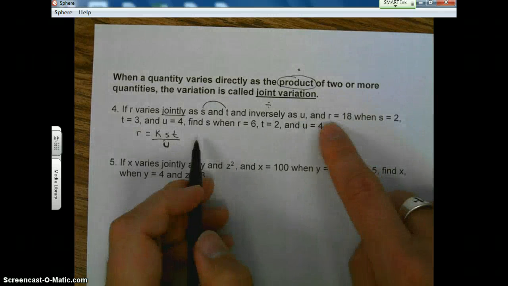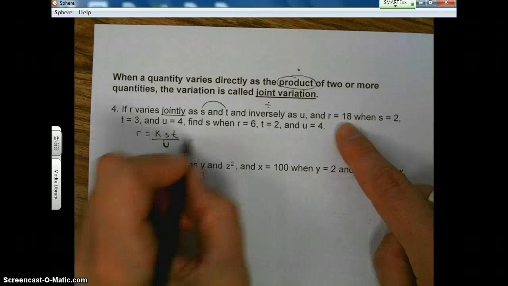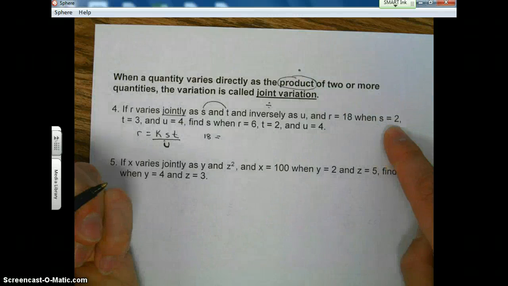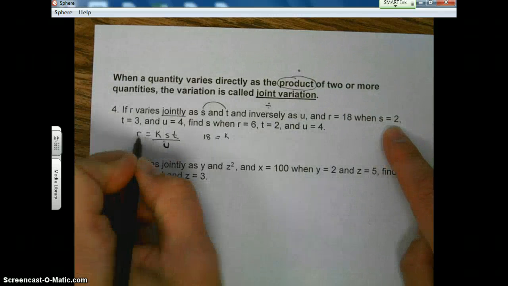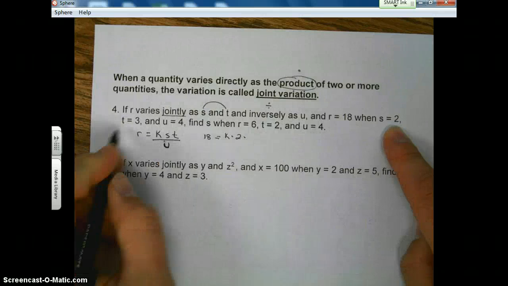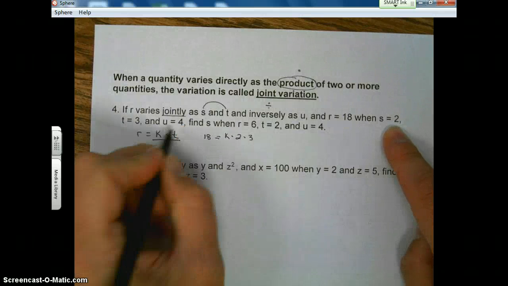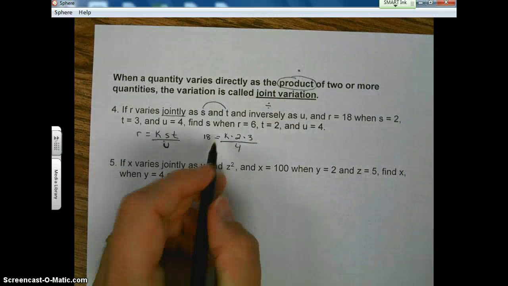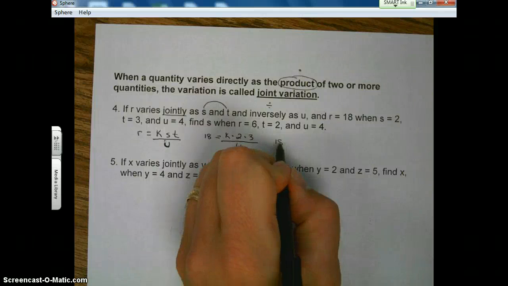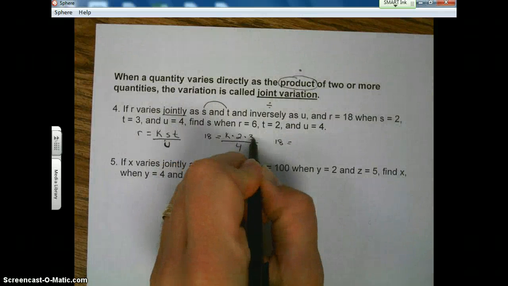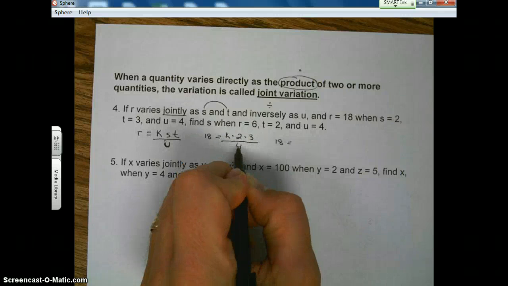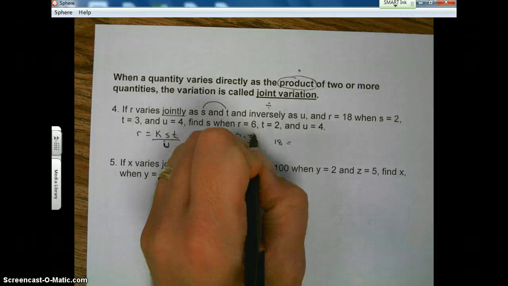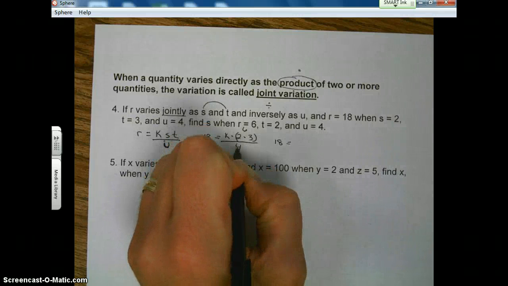Okay? And R equals 18. S equals 2. T equals 3, and U equals 4. Now I'm looking for K. So we have 18 equals 2 times 3 is 6. So we're going to have 6 over 4, 6 over 4 times K. Now 6 over 4 reduces to 3 halves.